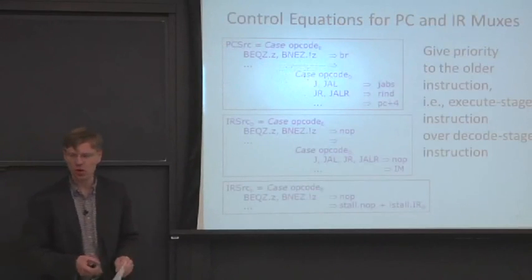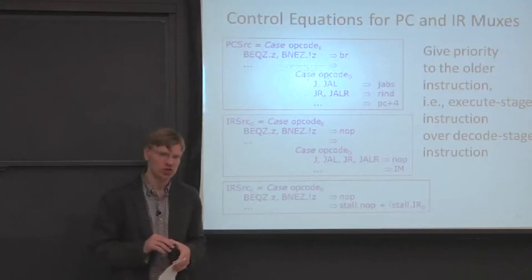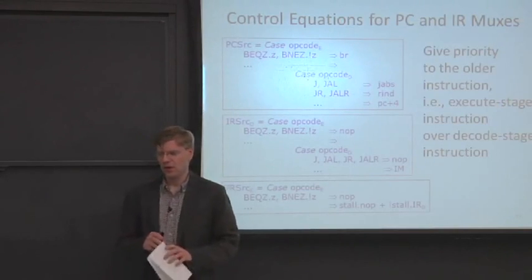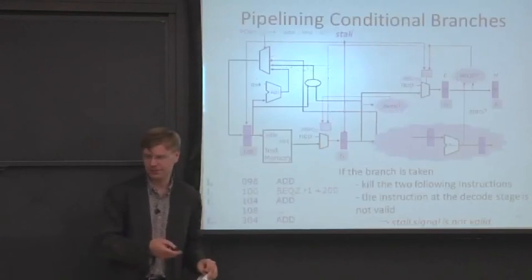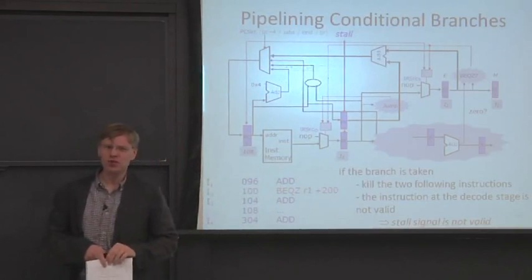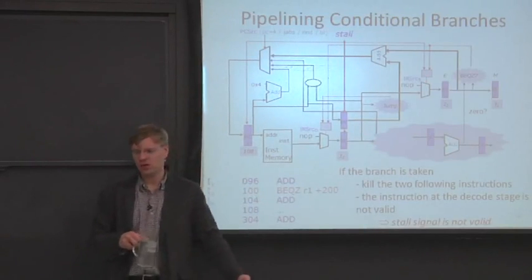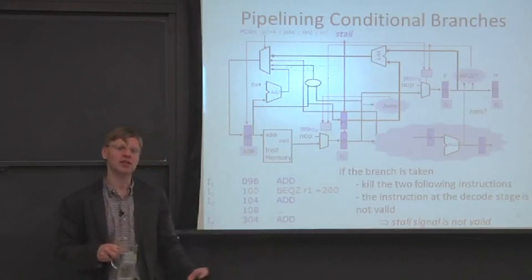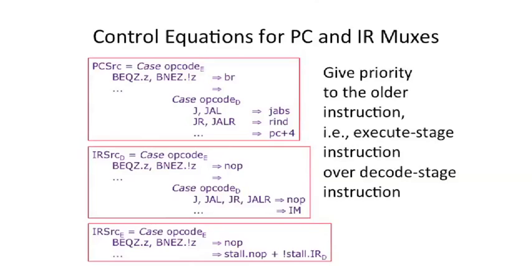OK, so now we get to talk about the control equations for the program counter and the instruction register multiplexers. Let's start off by talking about PC source. I want to remember what that is. That's way up here. It's the input to this multiplexer, and that's going to select the program counter of the next instruction we're going to fetch on the next cycle, not necessarily where we're branching to. And it's on the next cycle because this is a flip-flop. So a little bit of control equations here.